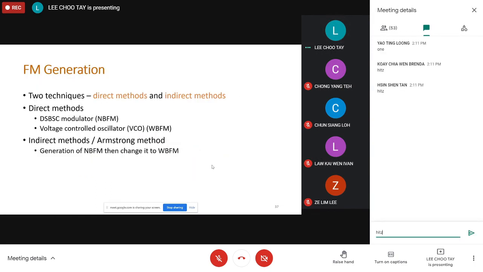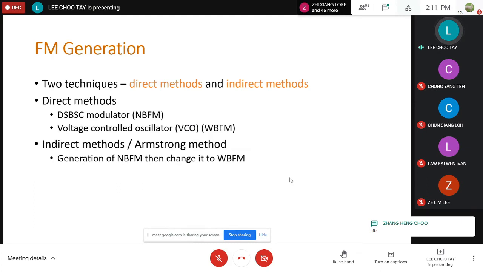Let's talk about how FM signals are generated. There are two ways to generate FM signals. One way is to use the direct method. The other way is to use the indirect method. As far as the direct method is concerned, there are two.